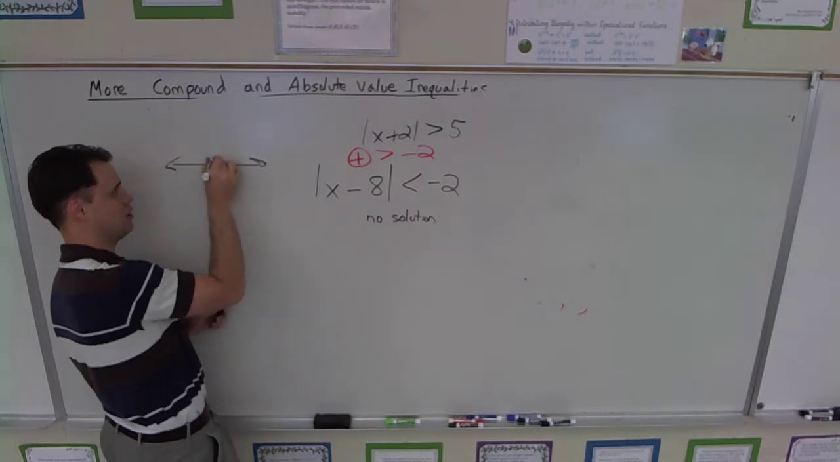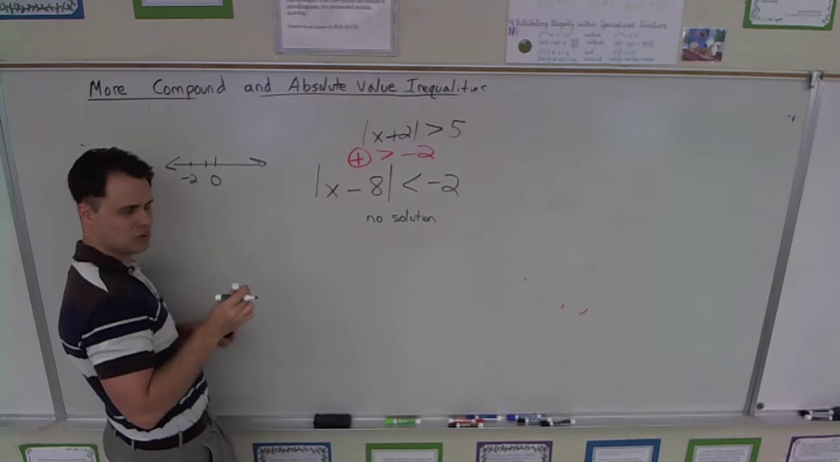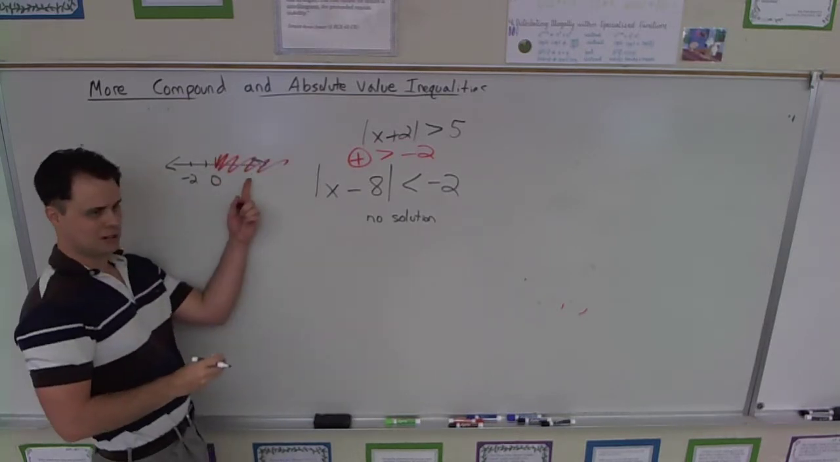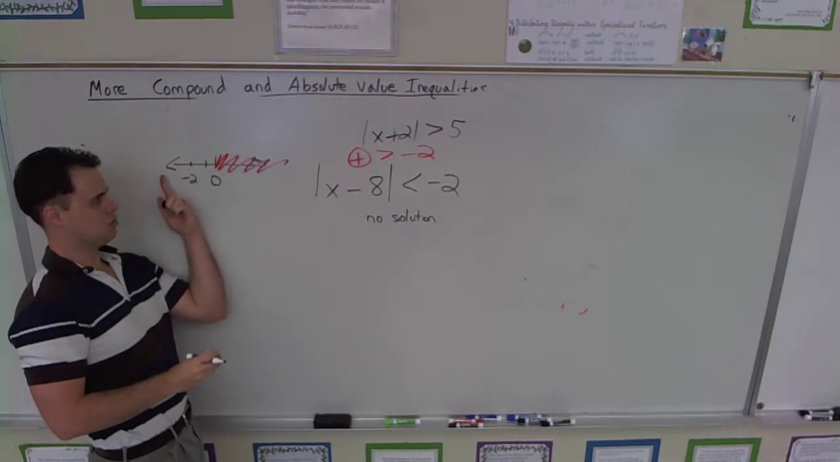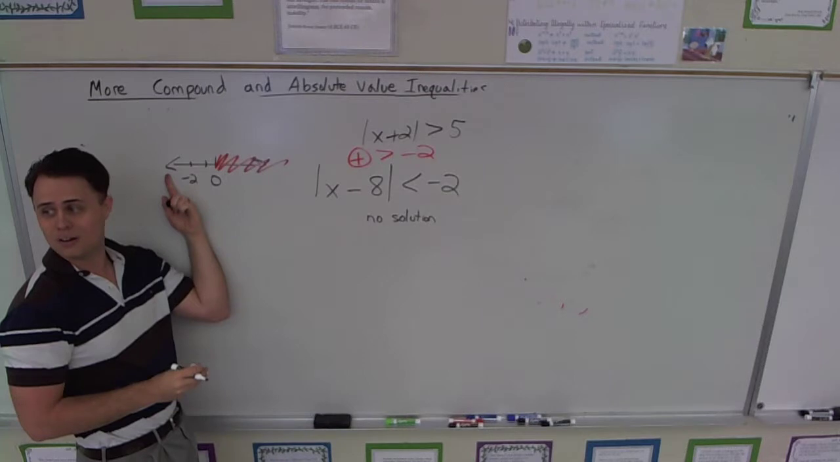Here's a number line. Here's 0. Here's negative 2. Where do positive numbers live? On the right side. Are any of those red numbers down here? No. So that's impossible.